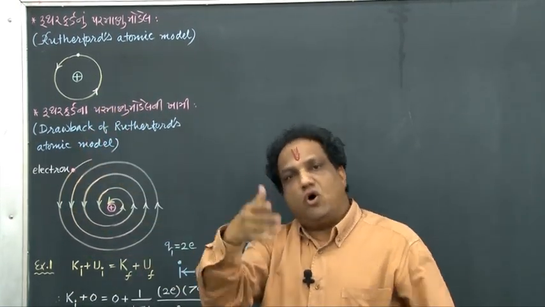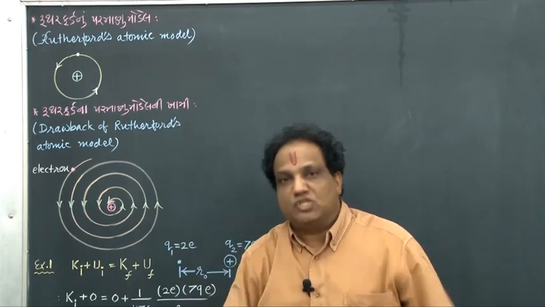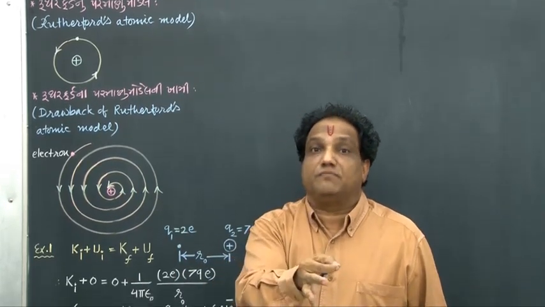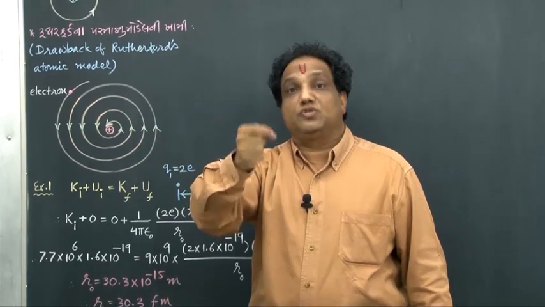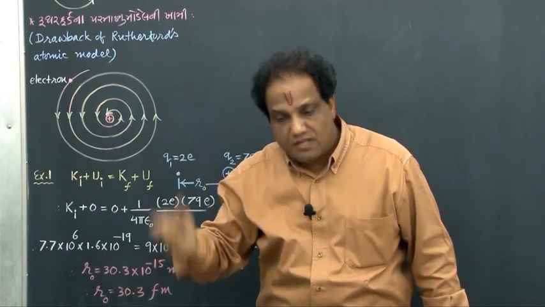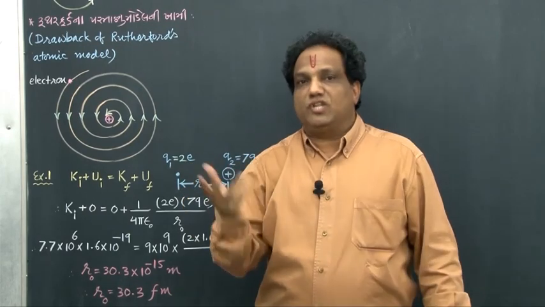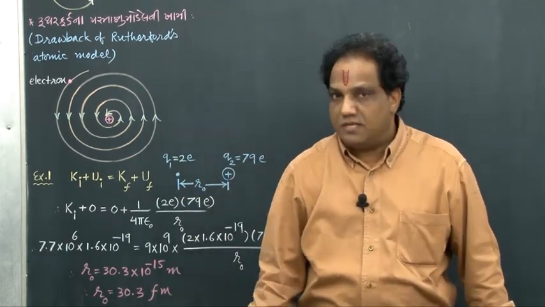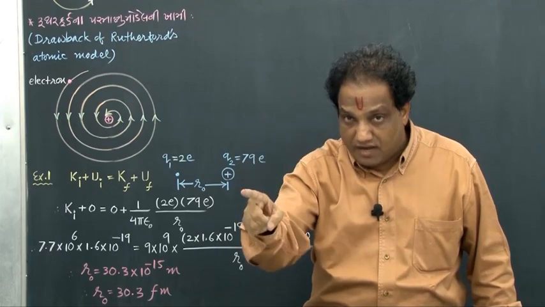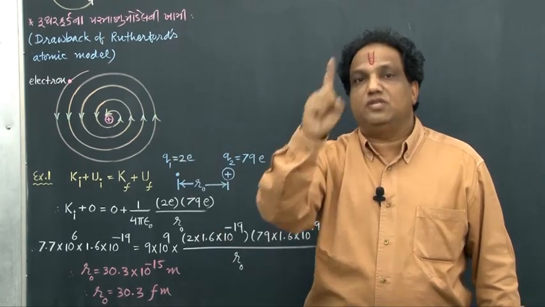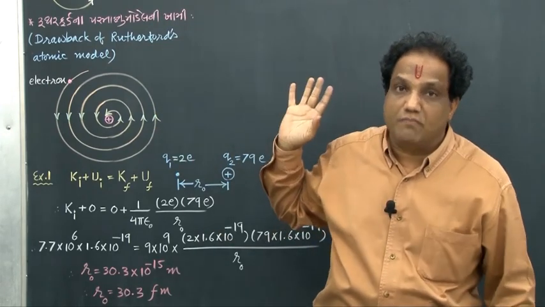But actually all the atoms are stable. So the stability of an atom cannot be explained using Rutherford's atomic model. This fact gives you its drawback. What is the drawback of Rutherford's atomic model? The stability of an atom cannot be explained using Rutherford's atomic model.